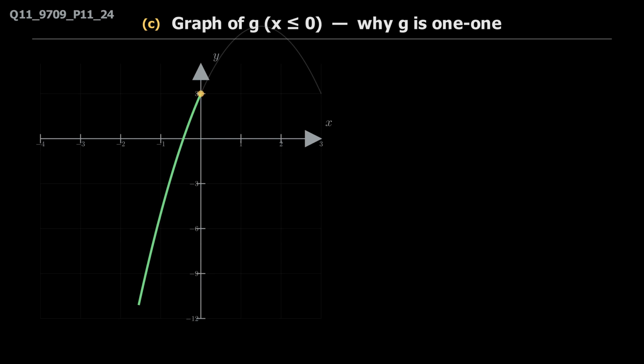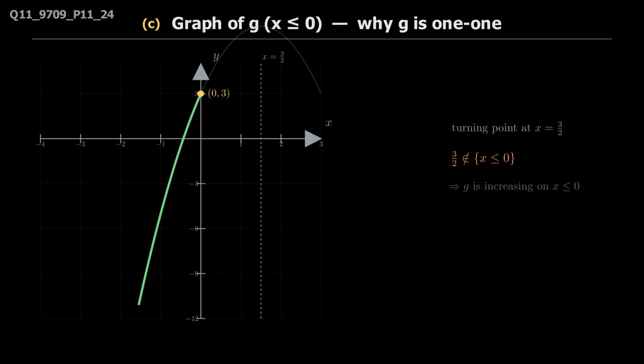The turning point at 3/2 lies outside the domain, so g does not fold back. 3/2 is not in x at most 0, so g is increasing and therefore 1, 1. Each y value is hit once on that branch, that is what 1, 1 means here.